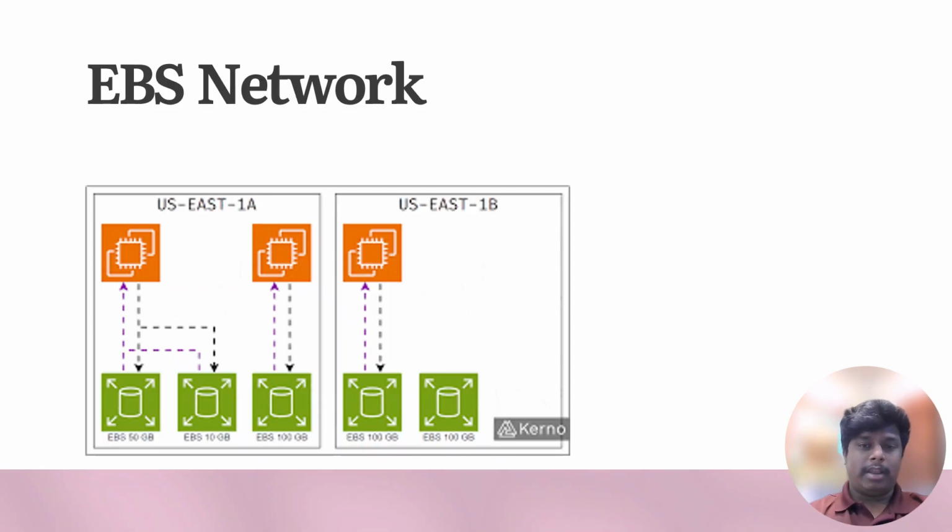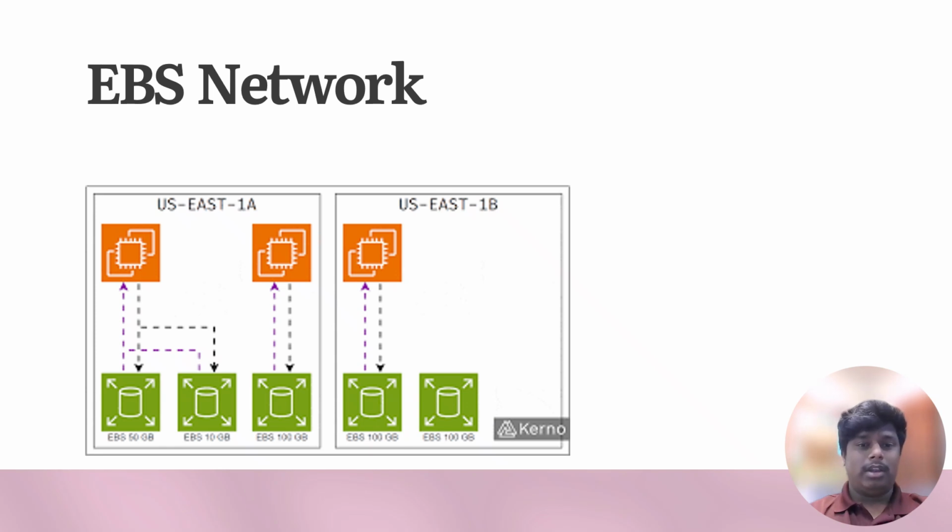Going to the next one, the EBS network. An EBS volume can only be attached to one EC2 instance at a time. This is a big one. An EBS volume is created in a specific availability zone, like US East 1A or 1B, so you can't directly attach it to an instance in US East 1B.